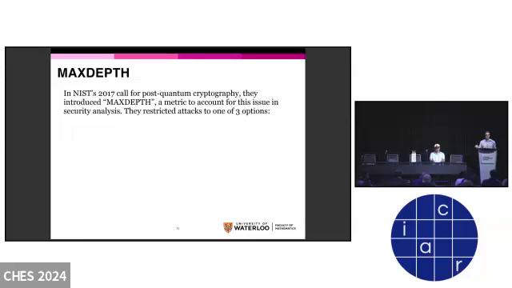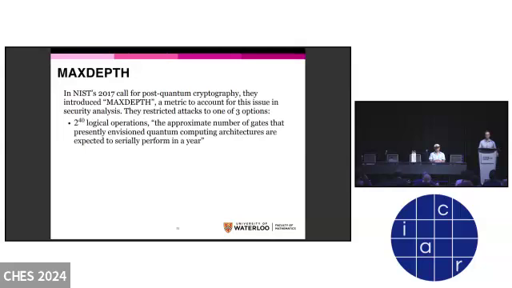And so when NIST called for post-quantum cryptography, and they were trying to say, how do you analyze the quantum security? They included this, and they said you should consider the max depth. So this would be, how long does your adversary have? And they gave 3 options with different reasoning. So one of them was 2 to the 40, which they said presently envisioned quantum computing architectures.